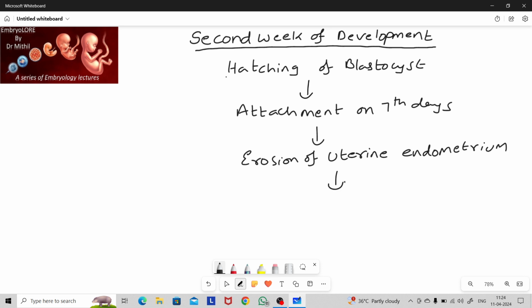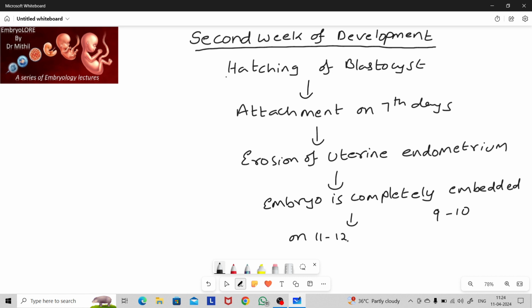And then the next level is that the embryo is completely embedded, and that is on the 9 to 10 days. And after this, the defect in the uterine endometrial epithelium is closed. That is on the 11th to 12th day.